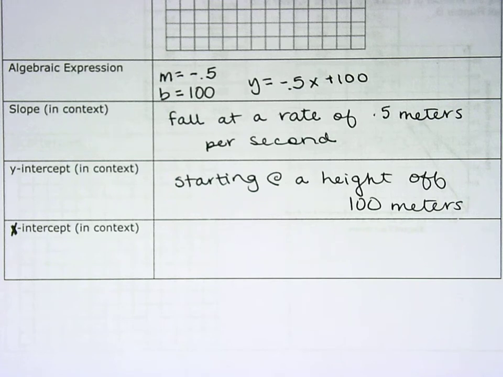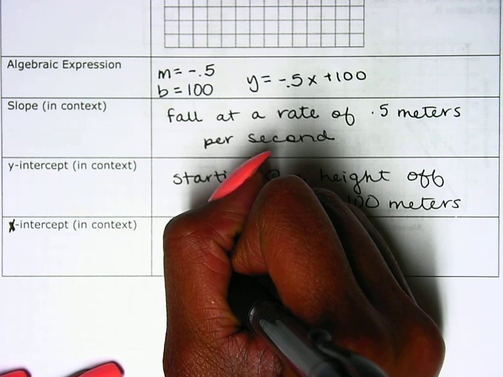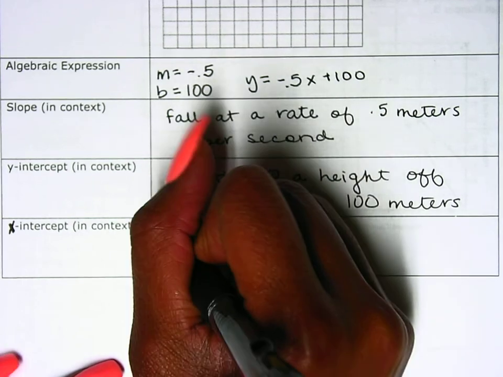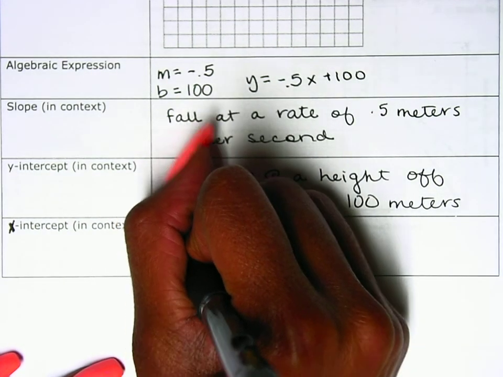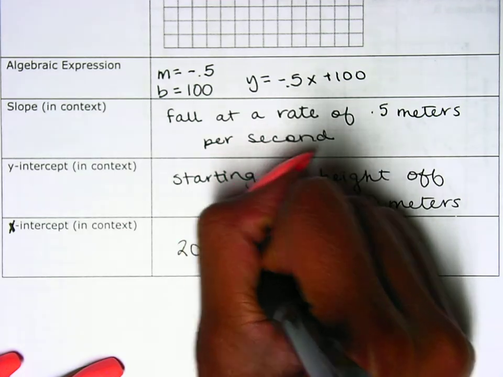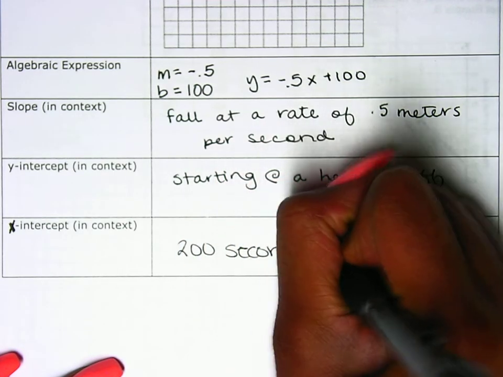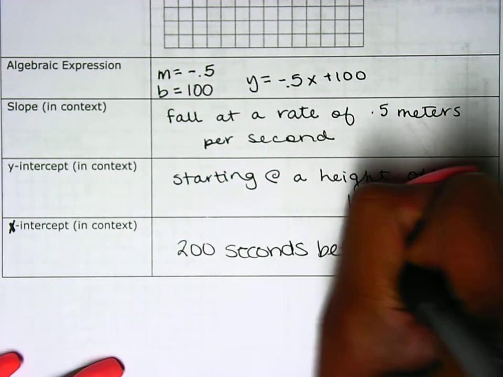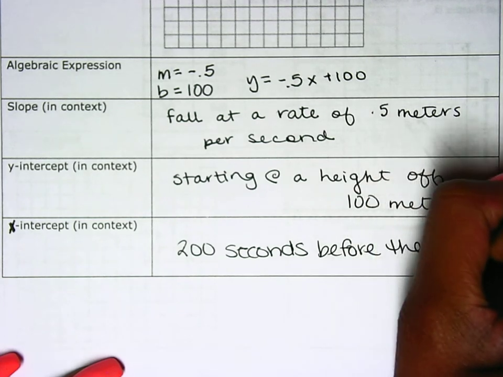Plug in 0 for y and see what your actual x-intercept is. Once you solve it, you'll come out to see that your x-intercept happens at 200. So what does this mean? This means that it's going to take 200 seconds before the feather hits the ground.